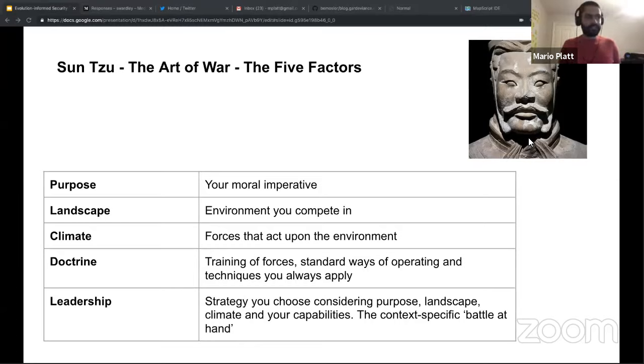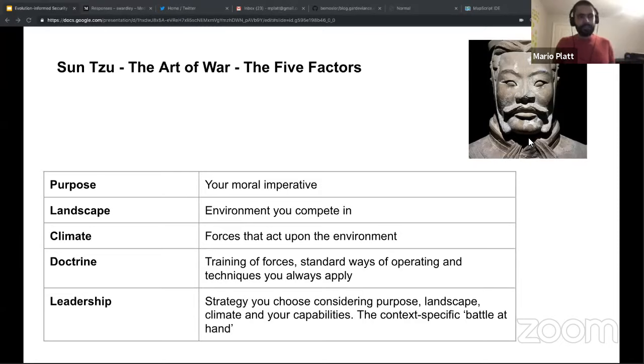Then you have landscape, so the environment that you're competing in. So with regards to security specifically, I like to think of landscape in terms of your, for instance, it also includes your internal control environment. Right? So those are the things that your organization does and how securely it does them. Okay.